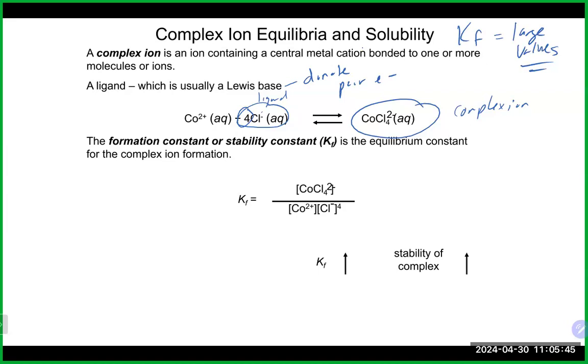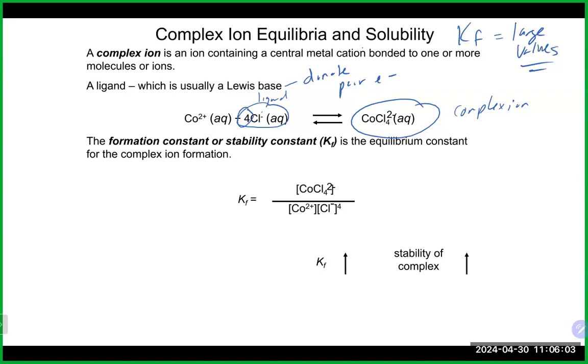And what that means is we really do see that the formation of a complex ion is definitely favored, and products in this case is favored. So as we will see, whenever there's an opportunity for a complex ion to form, it will actually form.